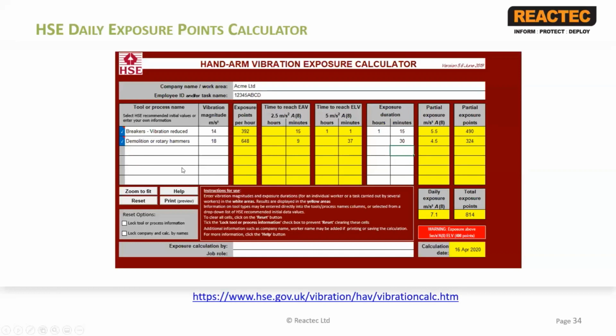So to explain why the point system is easier, there's a second tool being entered here, a demolition hammer, again, typical vibration data provided by the HSE. This is to be used for 30 minutes, and that will yield a risk of 324 points. So if both these activities were to be carried out in one day, the person would be exposed to 814 points, which you can see is the simple addition of these two numbers.